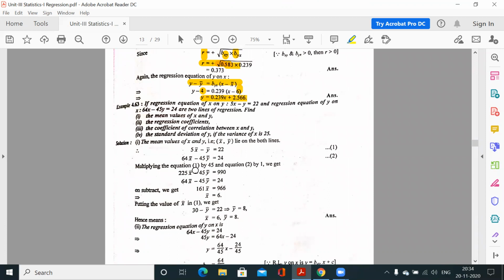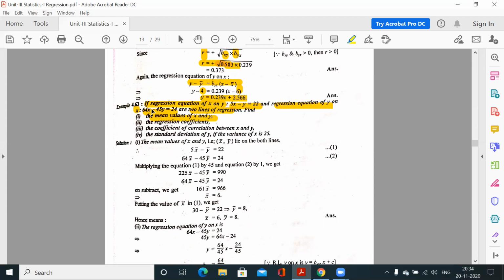Now, this is a very frequent question in the exam. These types of questions they ask in the exam. This is the regression equation of x on y, and this is the regression line of y on x. So these are two regression lines. Now we have to find the mean of x and y. How to find it? If you remember that property, two regression lines intersect at the mean. So these are two lines; simply solve these two linear equations.